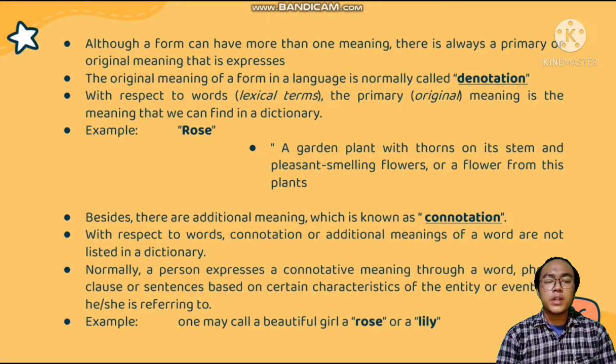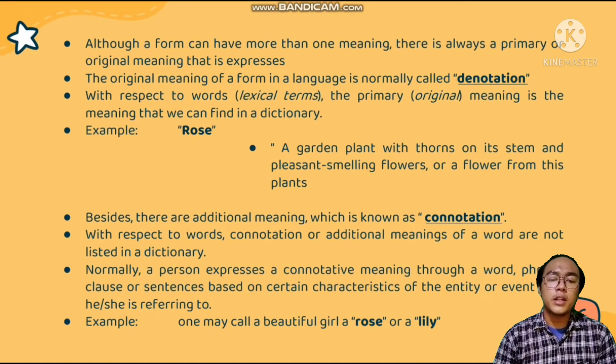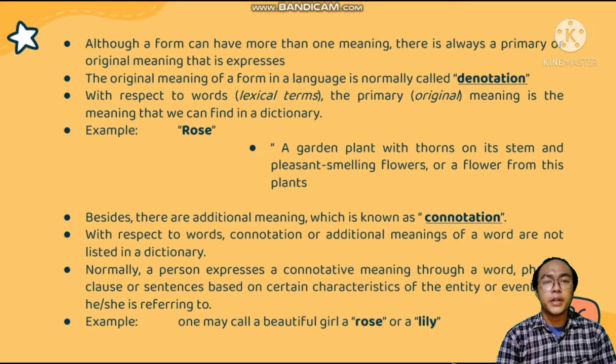With respect to words, connotation or additional meanings of a word are not listed in a dictionary. Normally, a person expresses a connotative meaning through a word, phrase, clause, or sentence based on certain characteristics of the entity that he or she is referring to. For example, one may call a beautiful girl a rose or a lily.